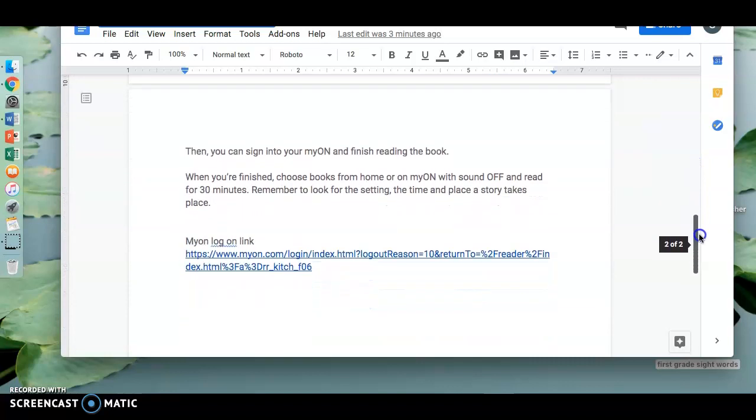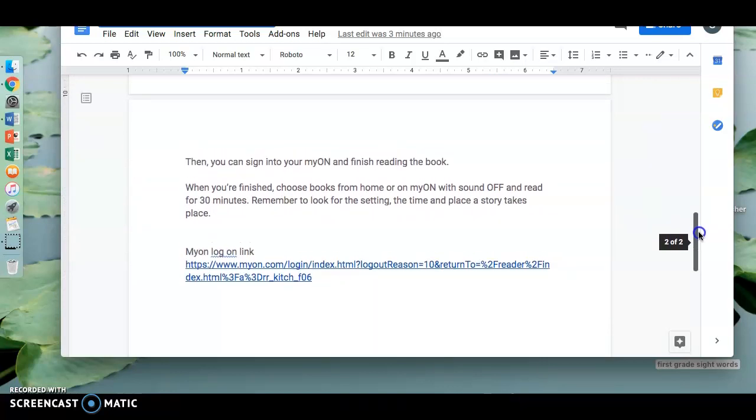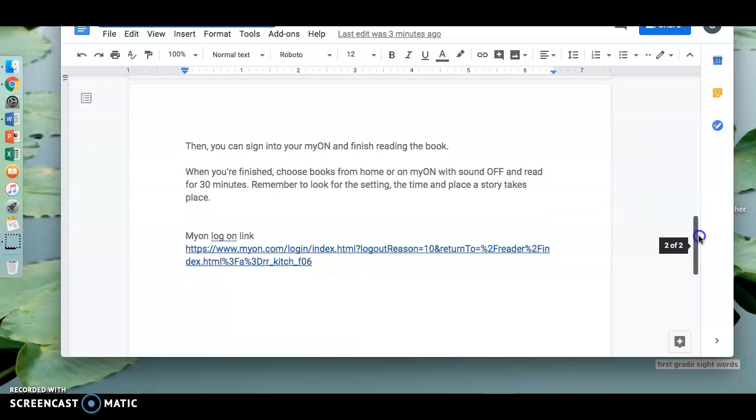Then you can sign into your own Myon account and finish reading the book. When you've finished, choose Books from Home or on Myon with the sound off and read for 30 minutes. Remember to look for the setting, the time, and place a story takes place. This link will take you to Myon.